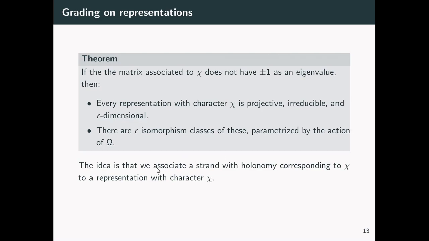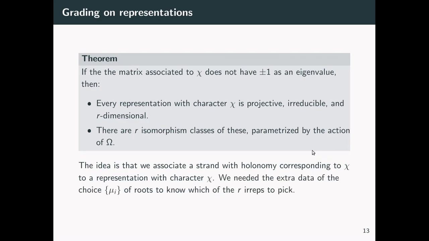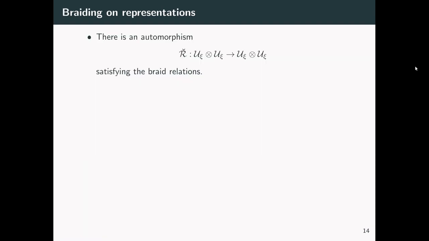And the idea is what we're going to do is we're going to assign to a strand with holonomy chi a representation with character chi. But there's r of them, right? So we need to pick which one we want, and that's what this extra data of the roots is. There's some kind of r-degree polynomial relation describing the irreps, so you just pick an rth root of it, and it tells you which one you're picking.